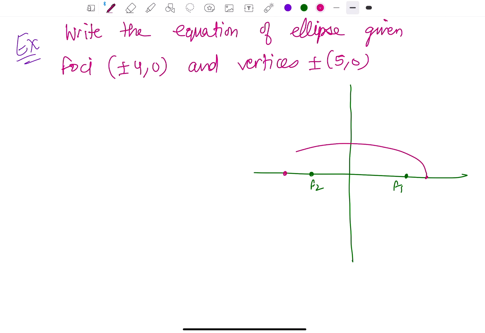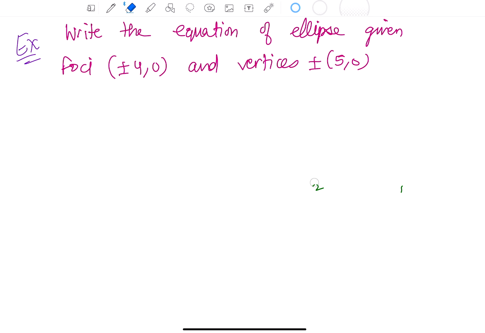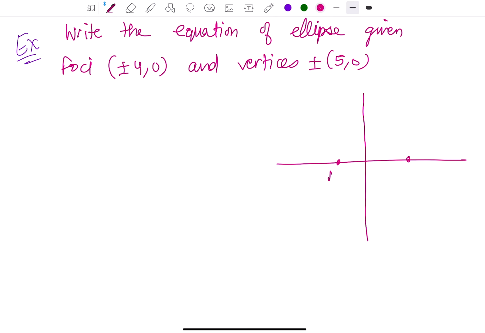So I can clearly see that the x-axis is the major axis here. So the x-axis is going to have a bigger number. F1, F2, and here's my first vertex 5, 0 and -5, 0.